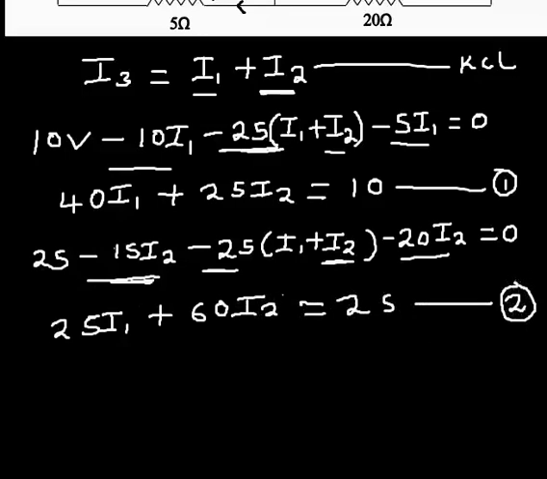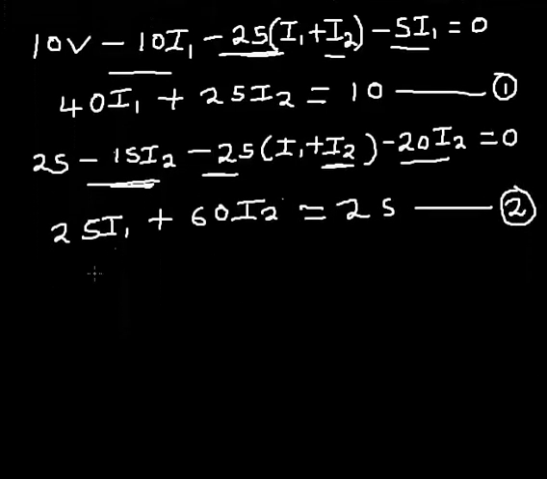So I'm going to combine these two equations simultaneously to get my I1 and I2. Let me write them down. From equation 1, I have 40 I1 plus 25 I2 is equal to 10.